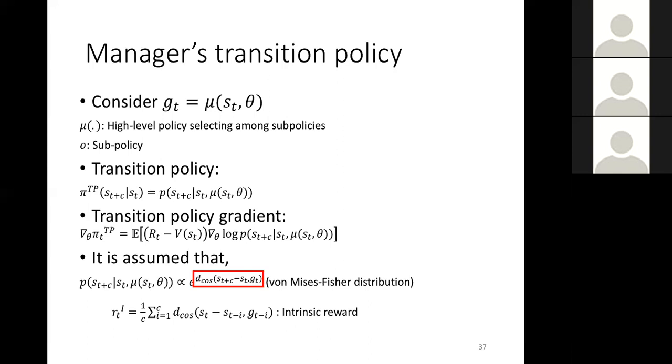So what is C? C is the horizon. As we mentioned before, the manager takes an action every C timestamps. And it's fixed? Yes, it is fixed before training the model. In this paper, it is set as 10.